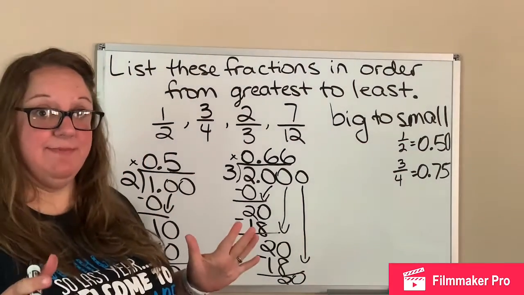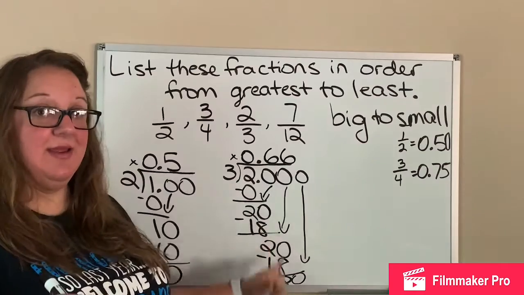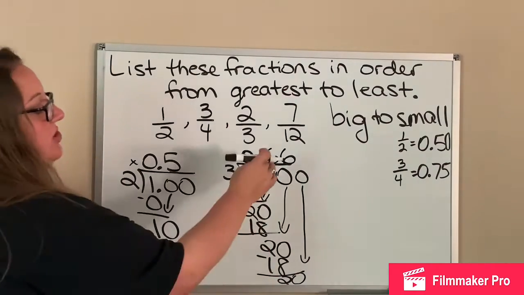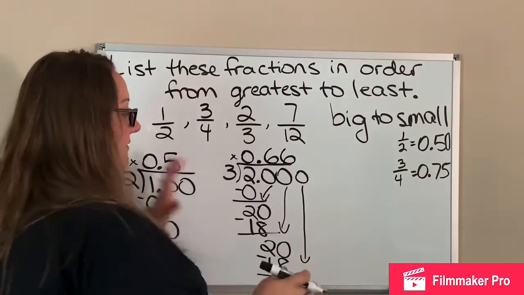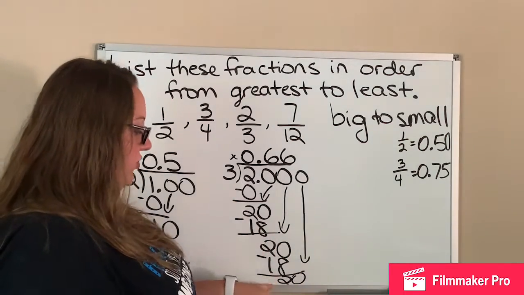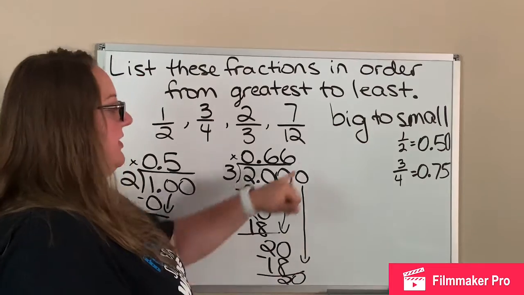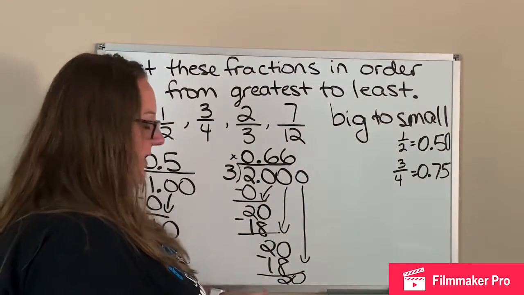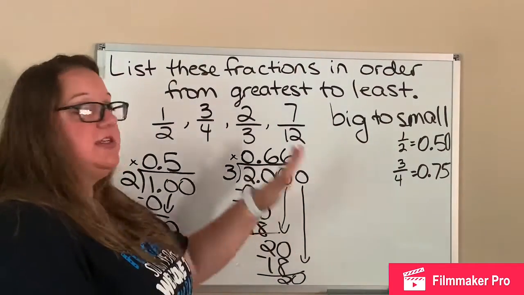Now I could add another 0 here, bring it down, and I'm going to get 20 again. But what's happening? We're repeating, okay? So I could do this forever. It would always be this. Bring your 0 down, 20. 3 goes into 20 6 times. 6 times 3 is 18. Okay, it would do this forever.